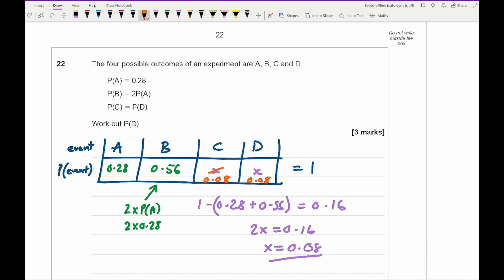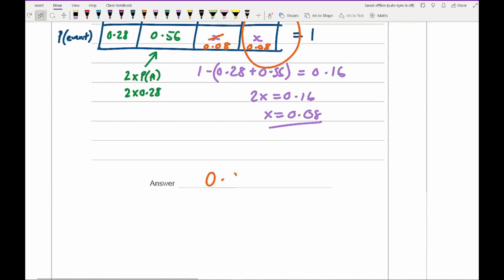So the question is asking what's the probability of D? Well, it's going to be 0.08. Or you could write it as a fraction, which is 8 over 100, which is 2 over 25.